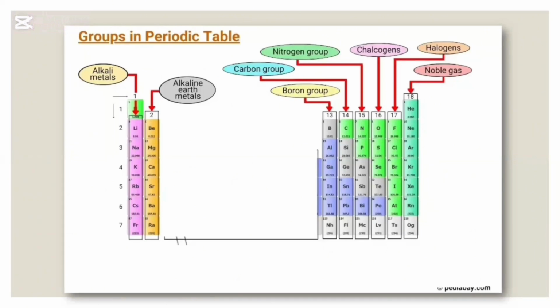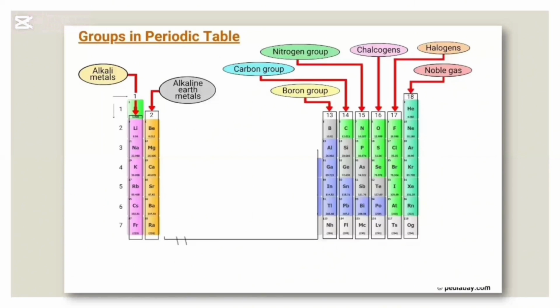So there are alkali metals, alkaline earth metals, the aluminium group, carbon family, nitrogen family, chalcogens, halogens, and finally the noble gases. And these are the elements that belong to each category. The alkali metals include lithium, sodium, potassium, rubidium, cesium, and francium. And the alkaline earth metals are beryllium, magnesium, calcium, strontium, barium, and radium.